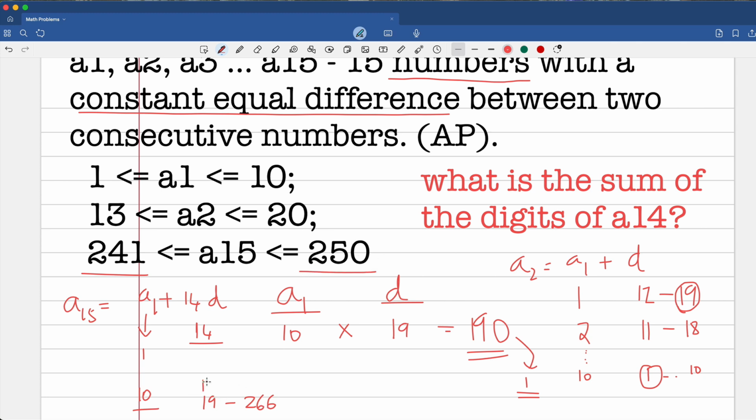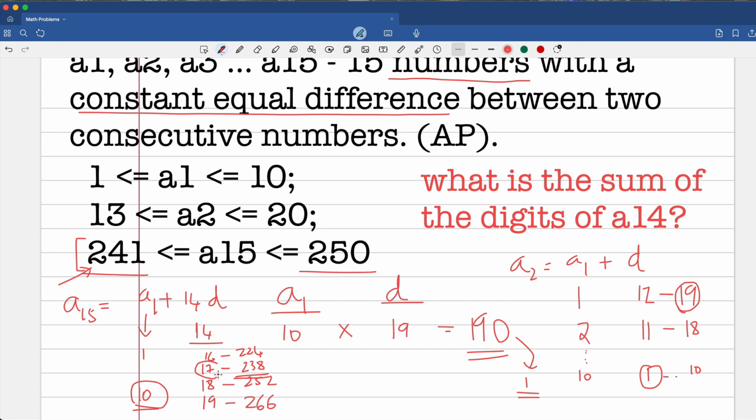So that doesn't work for me. 18 is 14 less than this, which means it's 252. That also doesn't work for me. 17, that works because it's 238. So 238 plus something. What about 16? So 16 is 14 less than 238, which is 224. Now, if 14 times D is 224, then even at the highest value of A1, it's only 234, which means you'll never be able to satisfy this condition.